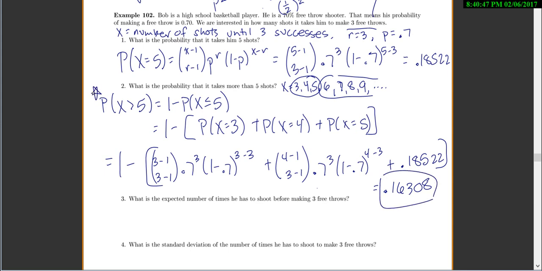Oh, and right here I didn't say, but the probability that x is greater than 5 is equal to 1 minus the probability that x is less than or equal to 5. That is the complement rule. So we'll just make a little note here, complement rule.